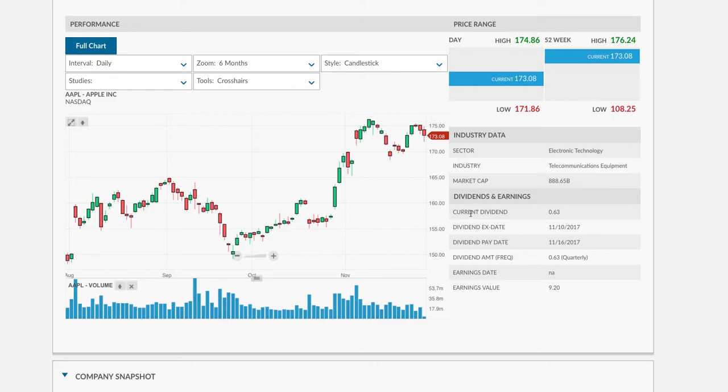The first number we're going to see is actually the current dividend. So you can see it's 0.63 for Apple. So for every share of Apple that I own, I'll get 63 cents. That's paid quarterly, so below we can see the frequency for that dividend. Above that, we're actually going to see what is the dividend X date.